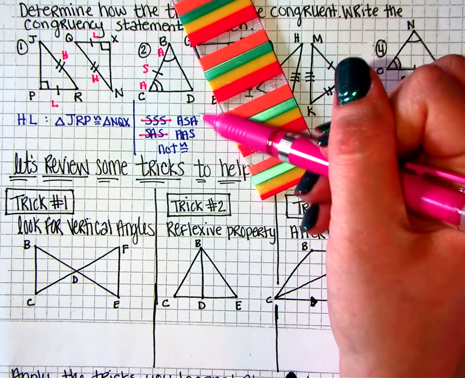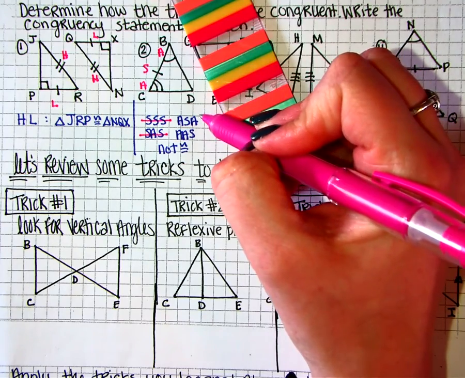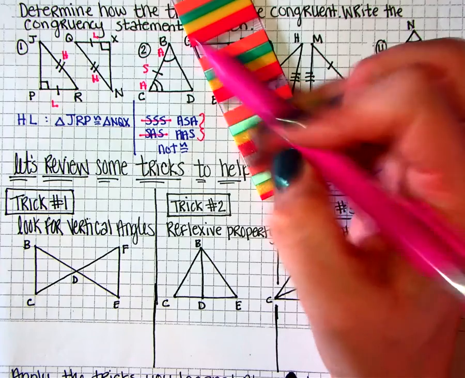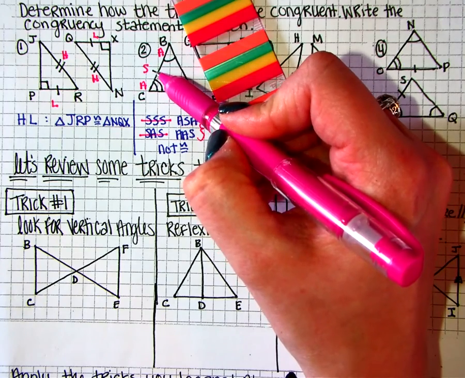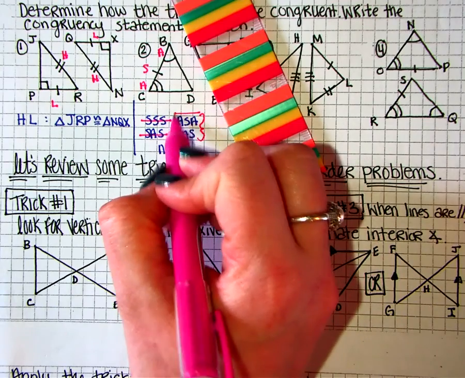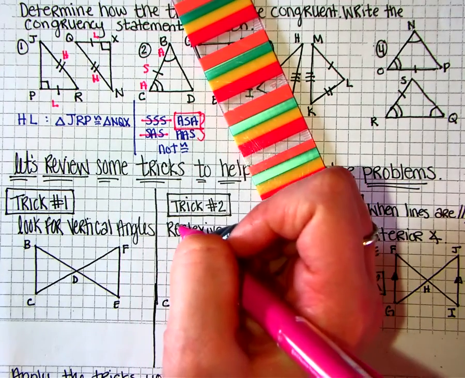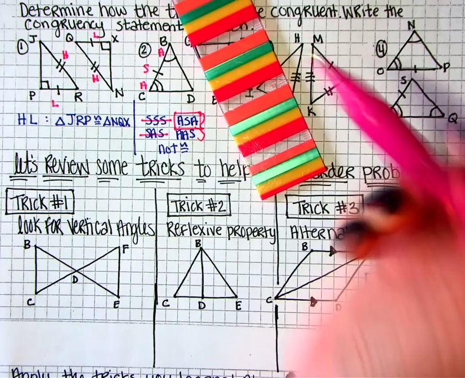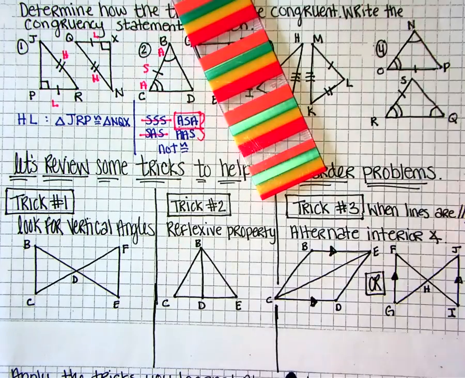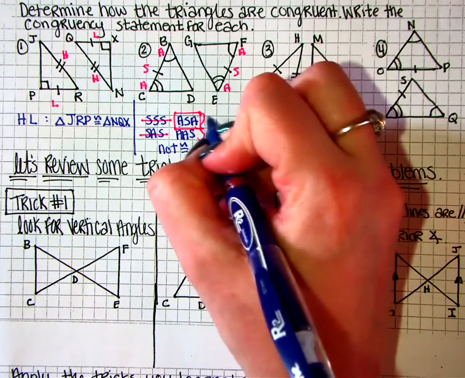Then, to narrow it down between these two, you have to look at the location of the side. Well, the location of the side is between two A's, which makes it angle, side, angle. The side is between the angles. Side between angles. All right, so this is by ASA, which we just wrote.